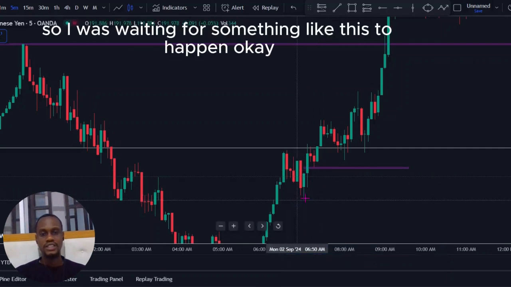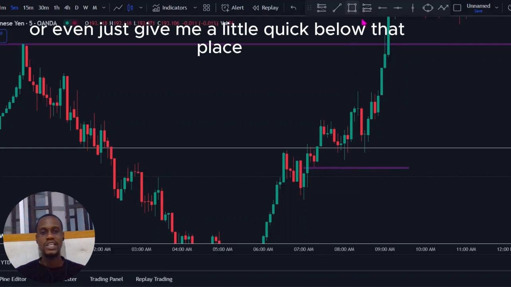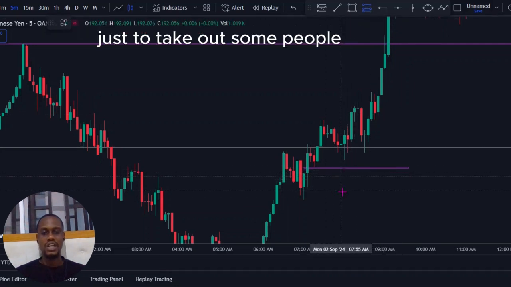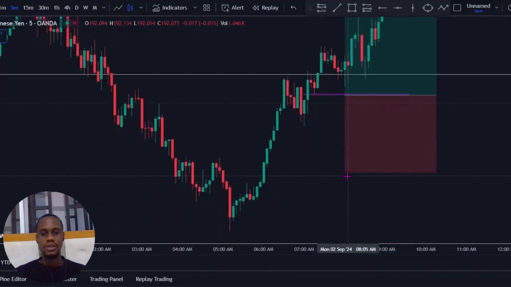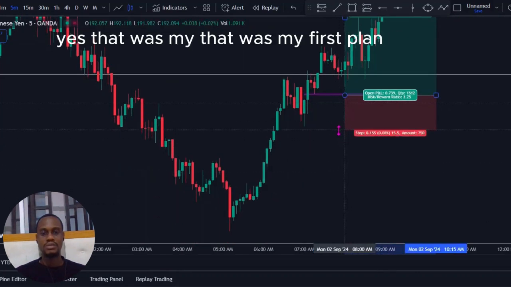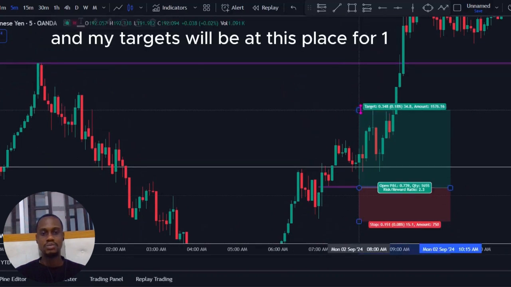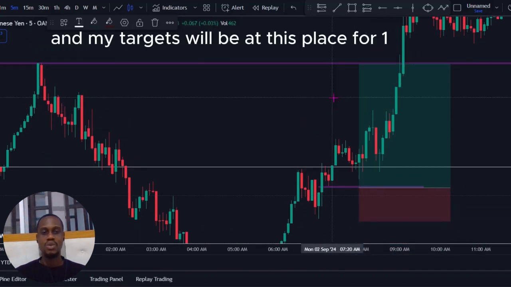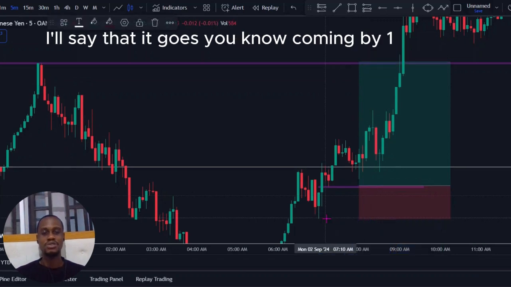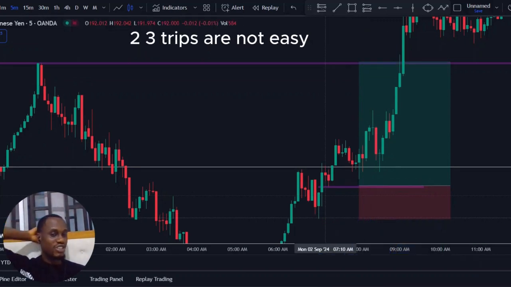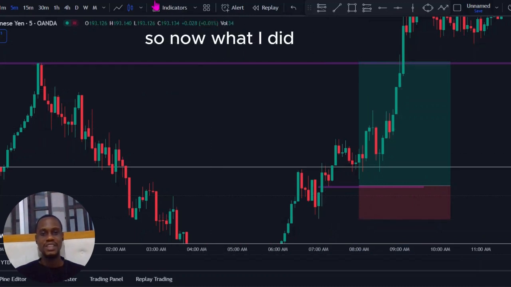So I was waiting for something like this to happen. Okay, just come here to test this place again, or even just give me a little wick below that place to take out some people. So I was planning to take my buys from here. Yes, that was my first plan. I was planning to take my buys from here, and my target would be at this place for 1 to 3. I was very happy about this setup. I was so excited because 1 to 3 trades are not easy. So that was what I did.